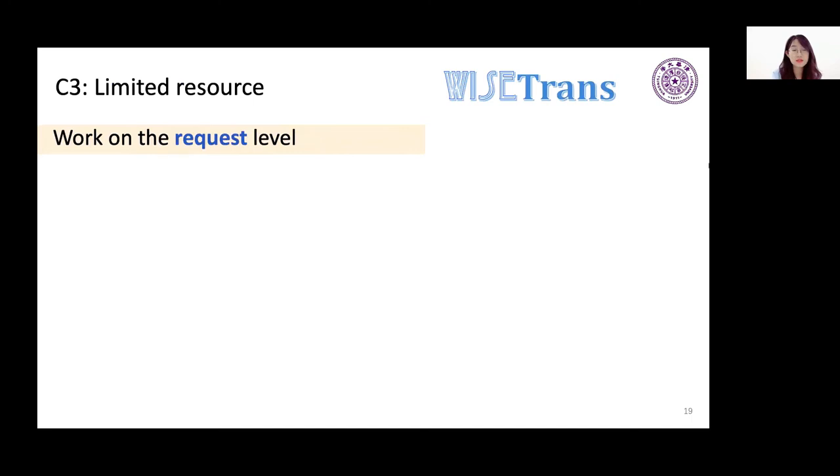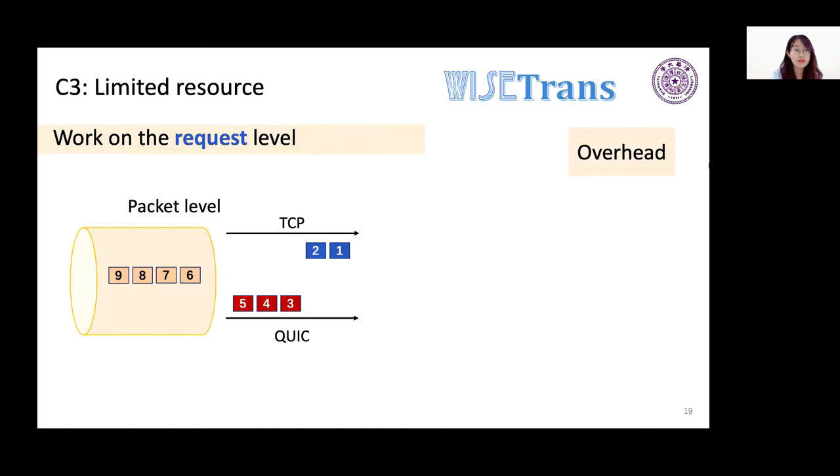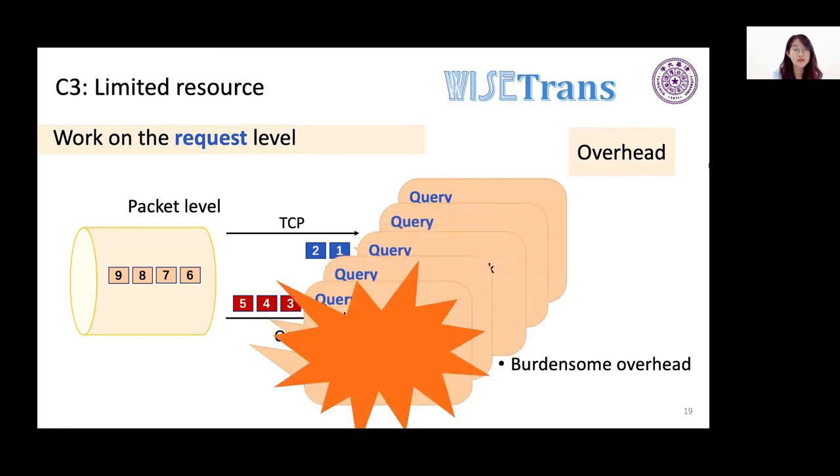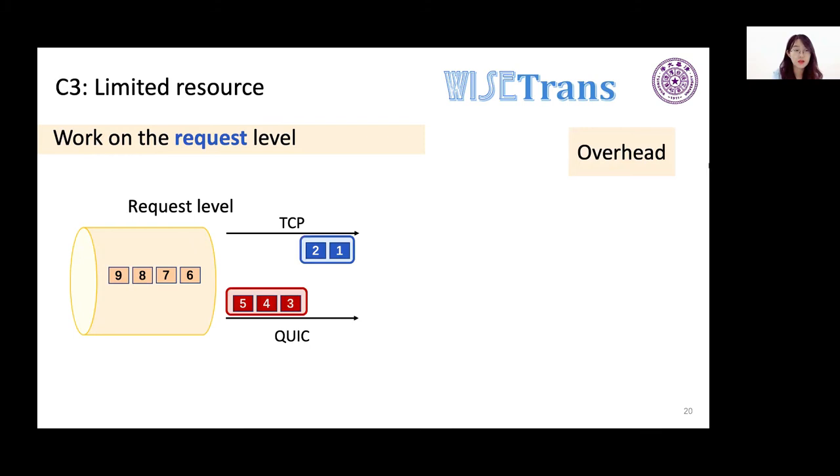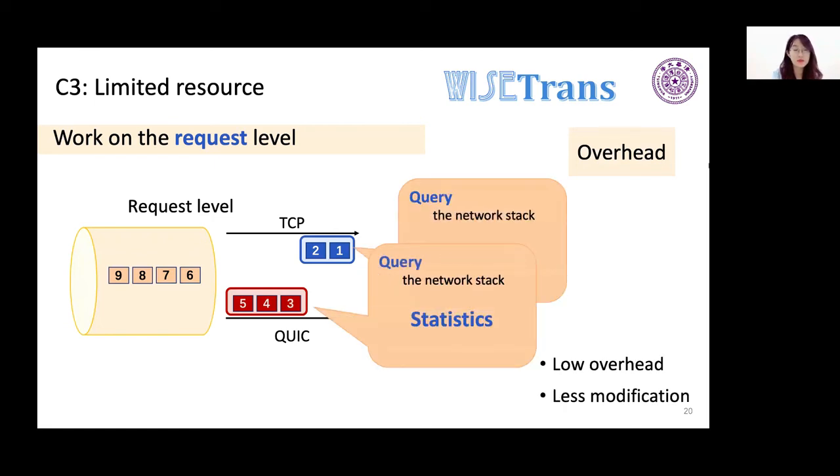Then, considering the limited resource on the mobile device, overhead is our first consideration. Packet level measurements at the protocol stack might result in burdensome overhead by frequently querying the statistics of the network stack. Moreover, packet level decisions usually need to modify the protocol stack, which is impractical for web service providers. In contrast, request-level measurement alleviates the overhead issue. It lowers the query frequency and memory for recording the statistics. Also, switching between requests requires less modification of the kernel.